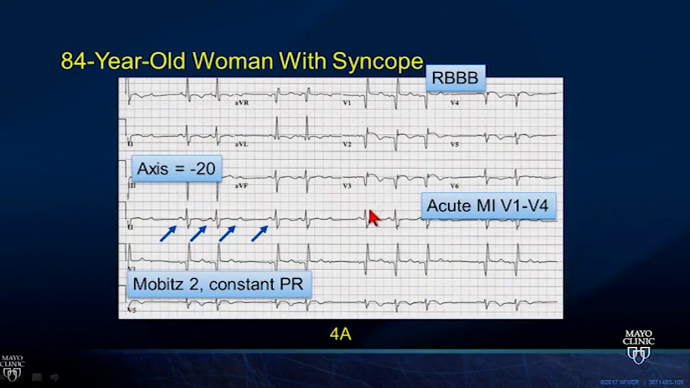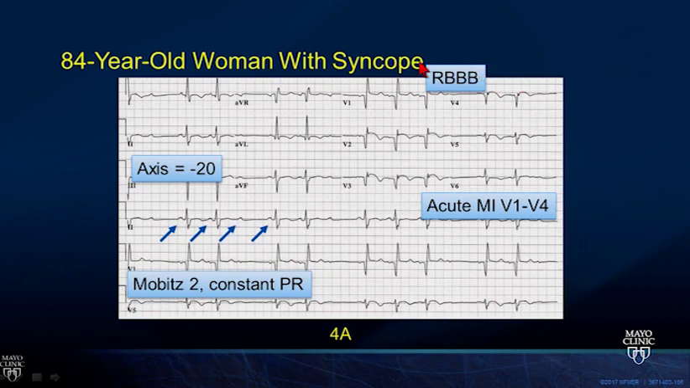So here we have the sinus rhythm. And we can see that there's no change in the PR interval before the drop beat, which is this beat here, and the cycle repeats itself here. So this is likely the cause of this woman's syncope. But then, of course, we also have these changes here in the anterior precordial leads, which are consistent with an acute MI.